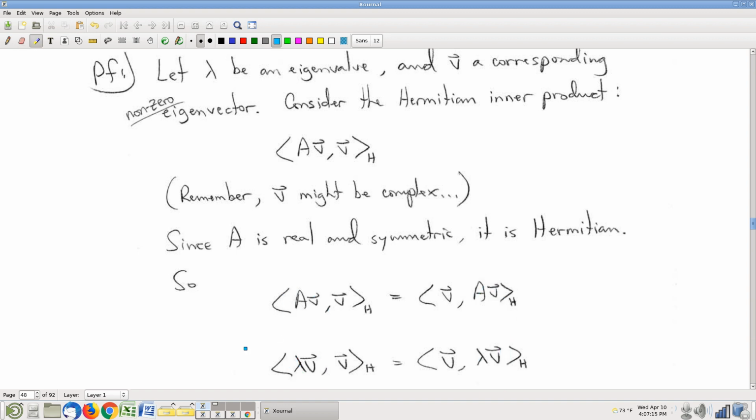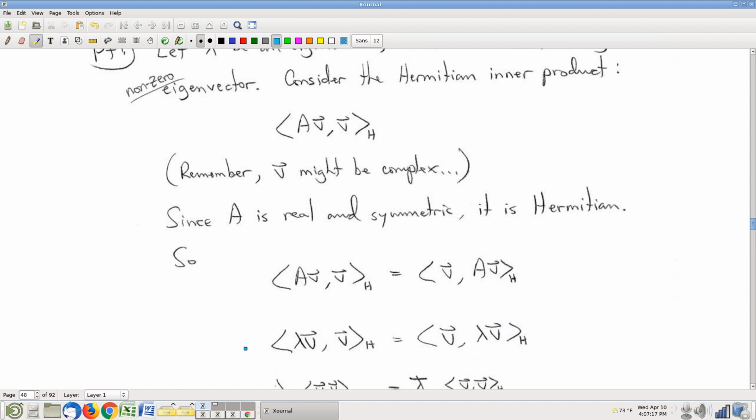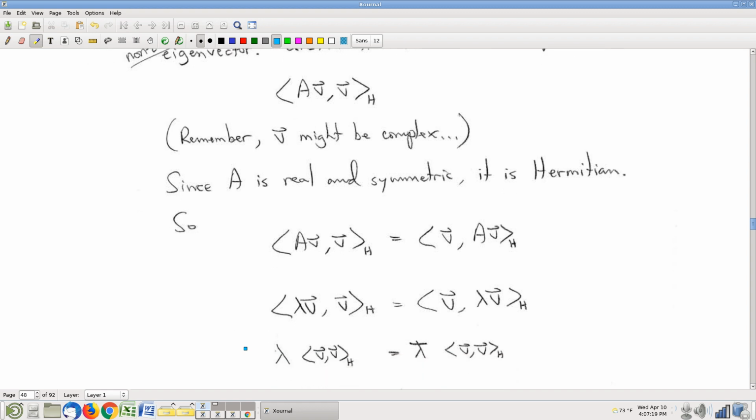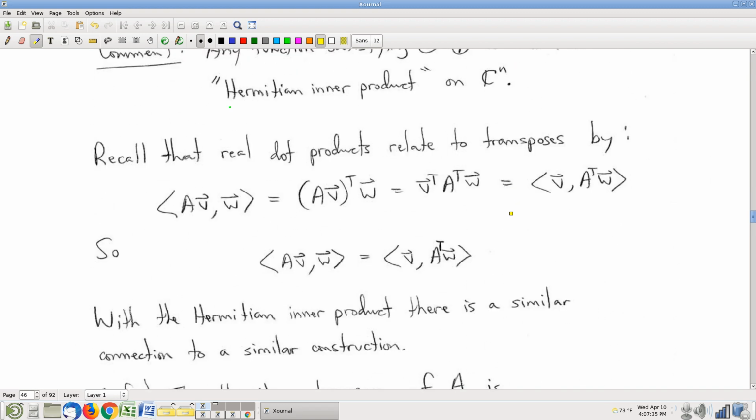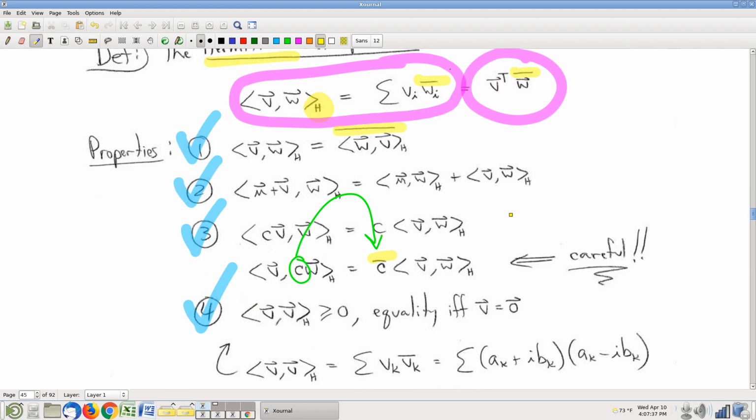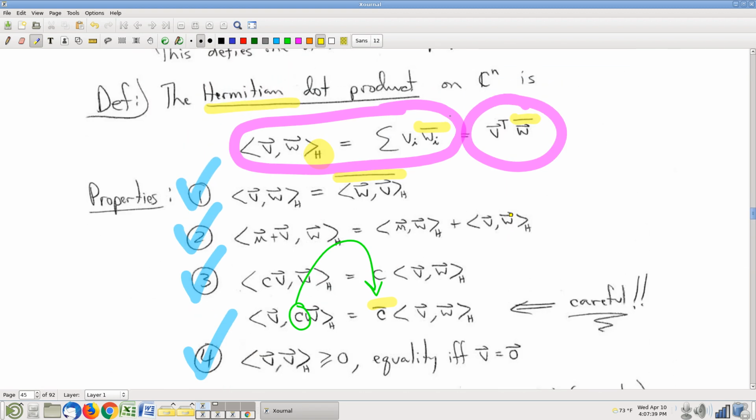Now I'm going to factor out the scalar. Factor out this scalar lambda. It comes out as lambda. Factor out this scalar lambda. Don't forget, you have to conjugate when you factor out a scalar on the right. That was one of our rules, right? That was a necessary part of the deal here in this definition: you have to conjugate the scalars that come out of the right.